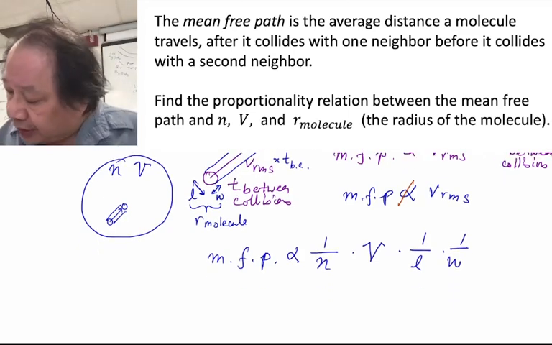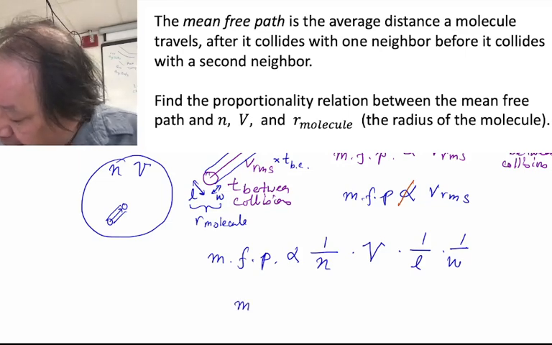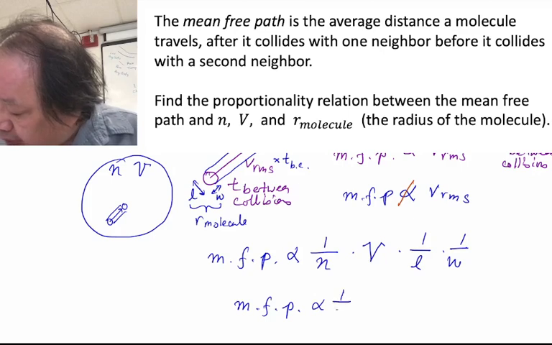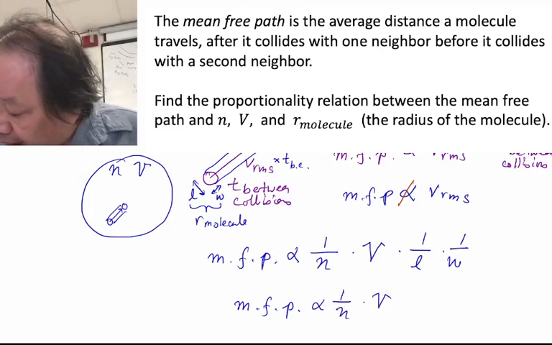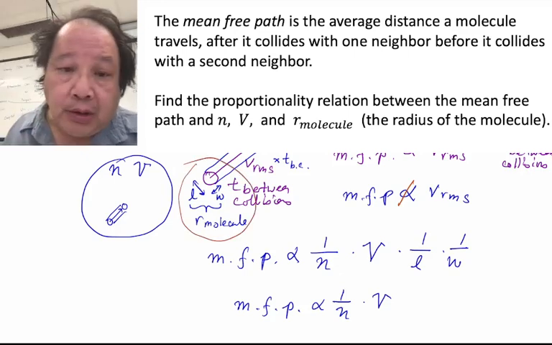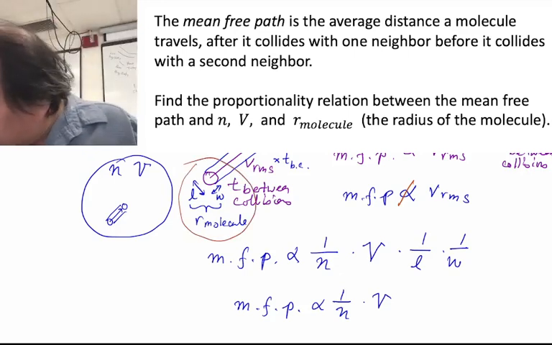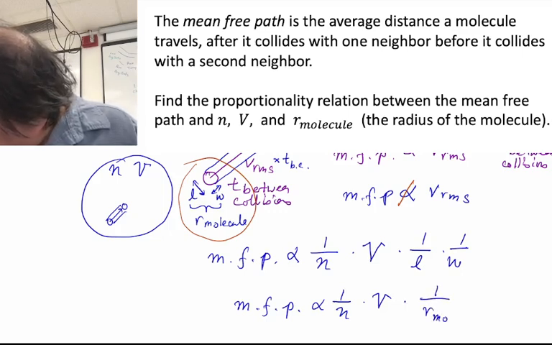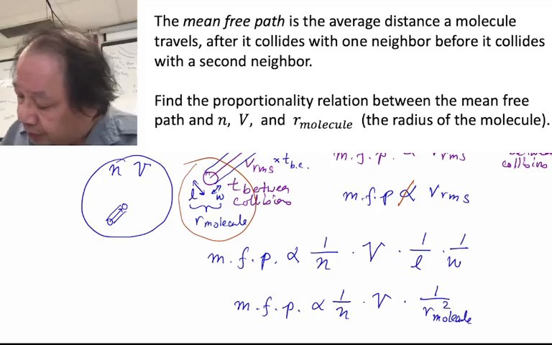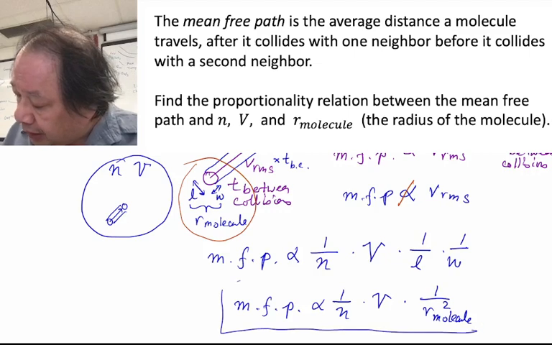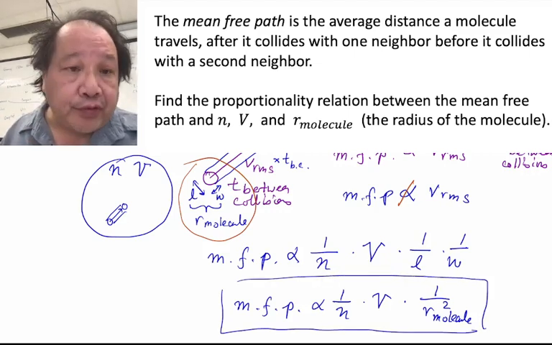And we then can write that as mean free path is proportional to 1 over N times V, and both L and W are related to the radius of the molecule, and we get times 1 over the radius of the molecule squared, 1 for L, 1 for W. And that is the answer to a very difficult question.